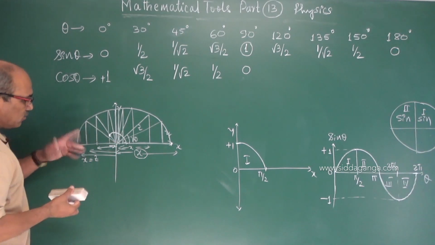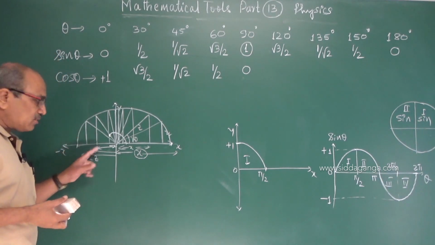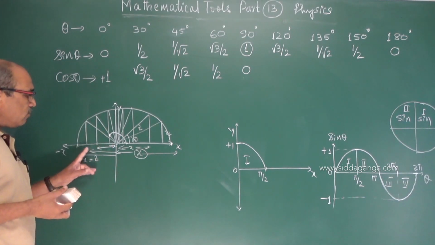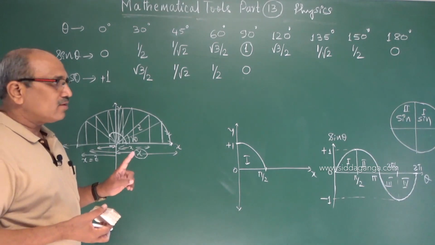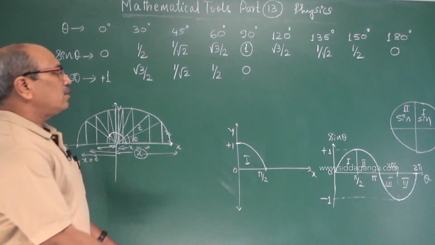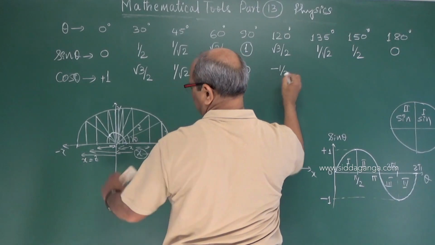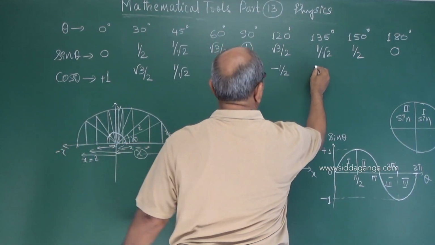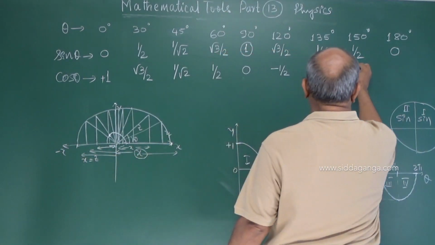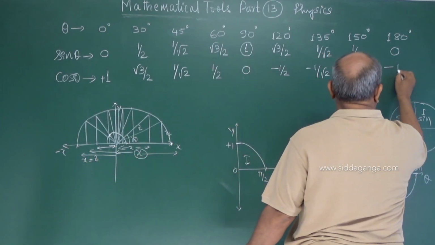minus 1, because x by z, or it may be x by x or z by x, when it is almost 180, you get a value of minus 1. It takes the value minus 1 when it comes to 180 degrees. So these minus values you can take: minus half, then further 1 by root 2 but minus, further root 3 by 2 but minus, and finally 1 but minus.